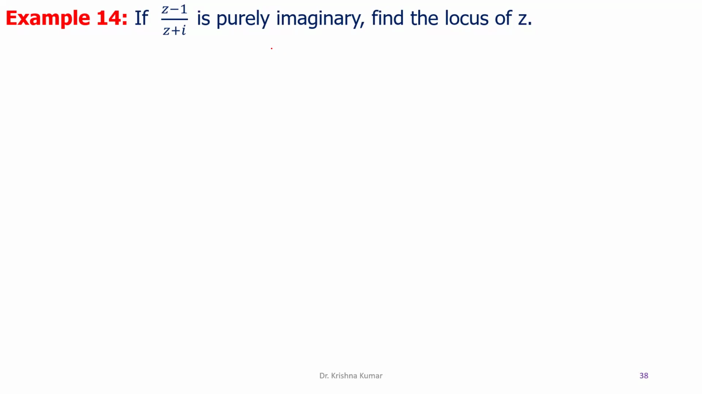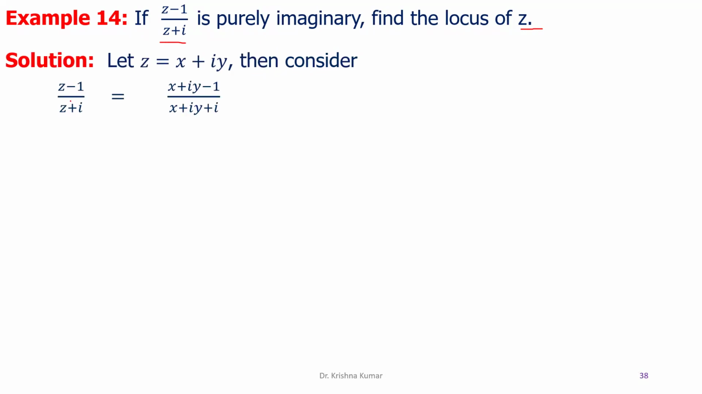In this lecture, we solve a question based on complex numbers. The question is: if (z minus 1) upon (z plus i) is purely imaginary, find the locus of z. So let z equal x plus iy. Then consider (z minus 1) upon (z plus i). Let us replace z by x plus iy: (x plus iy minus 1) upon (x plus iy plus i).